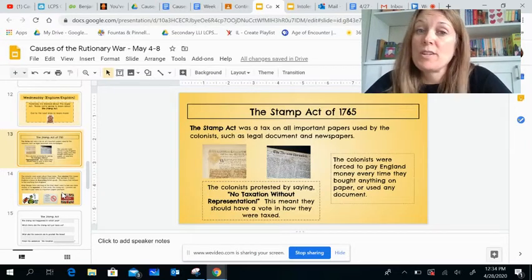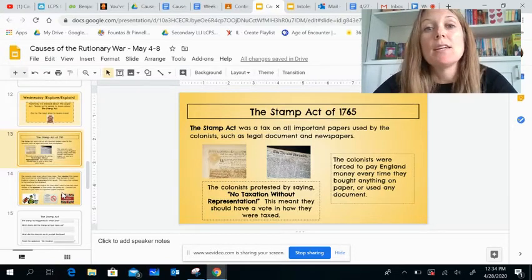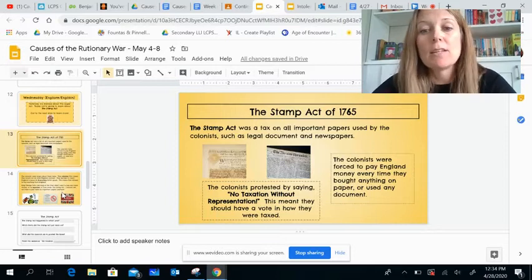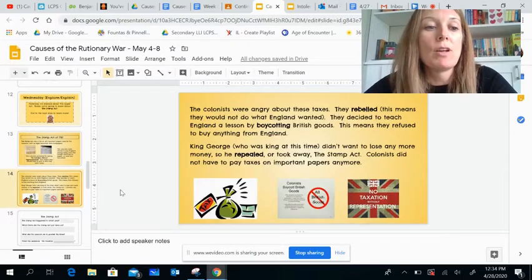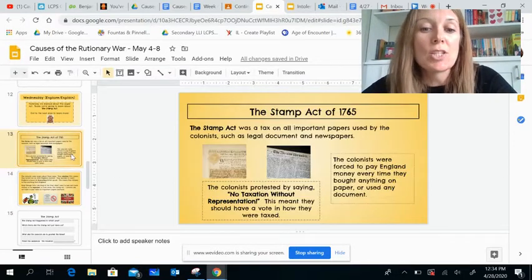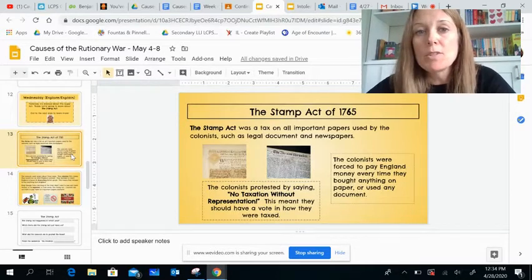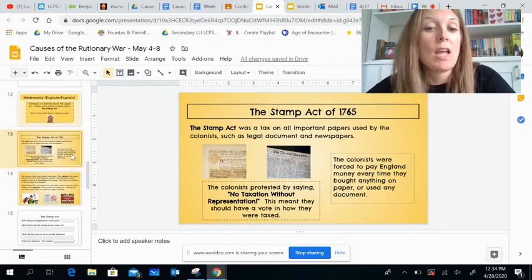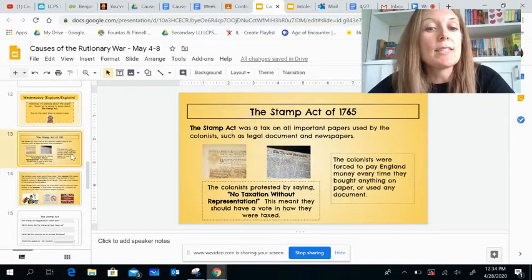Well, the colonists were not happy because this is another tax that they didn't get to vote for and that England just said you have to pay. So not happy, right? So they started shouting, "No taxation without representation." That means you should not be able to give me a tax if you don't let me vote. So representation means that I get a say in what happens. So the colonists were not happy and they were protesting, saying, "No taxation without representation."